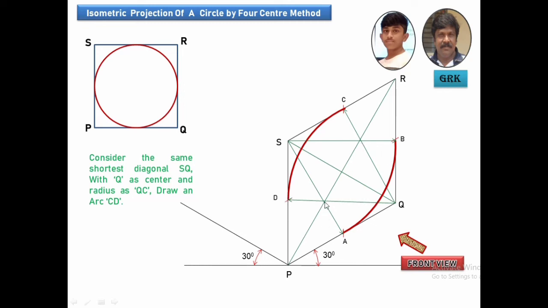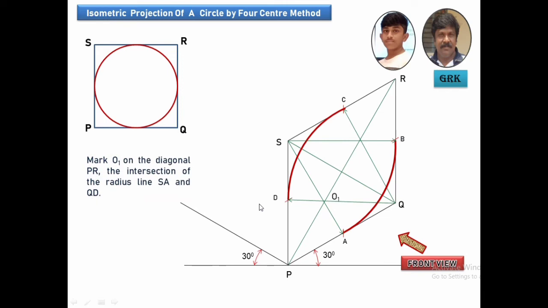Now you get these 2 points where the diagonals are meeting. The diagonal and the radius of these arcs are meeting. You mark them as O1 and O2, the intersection points. Mark them as O1 and O2.